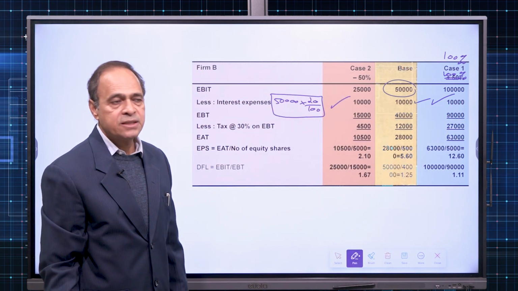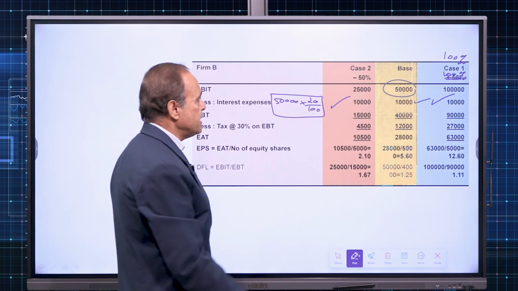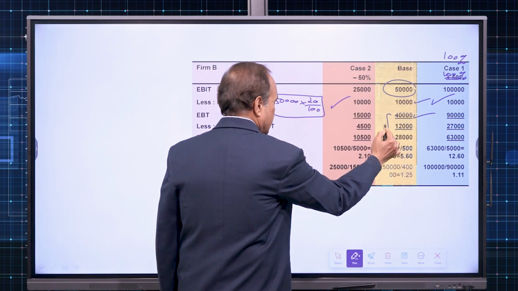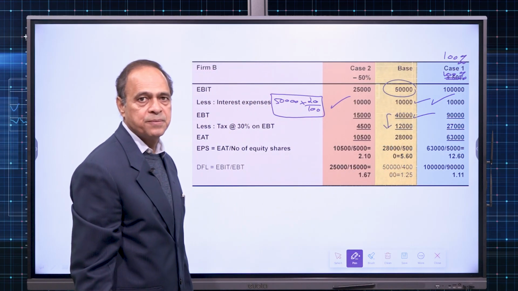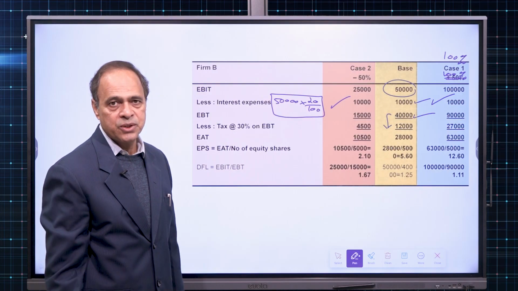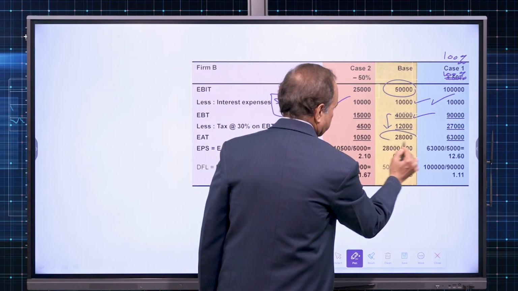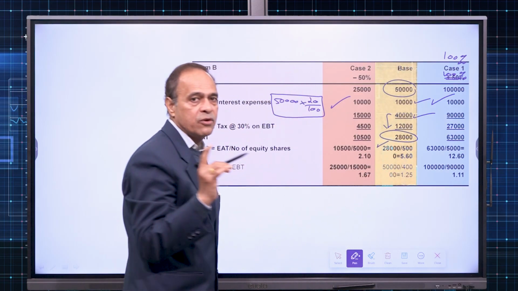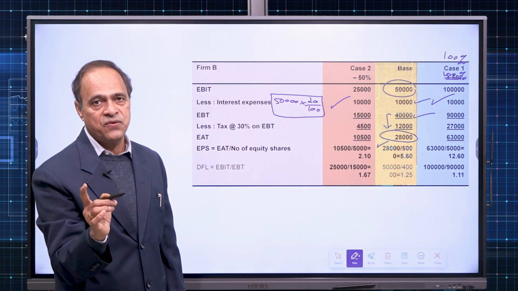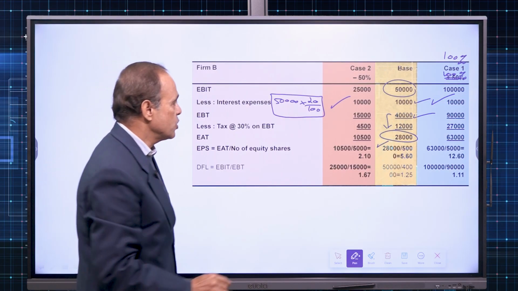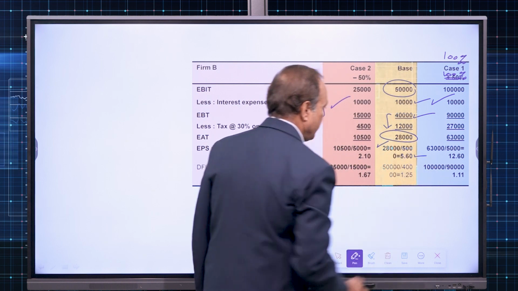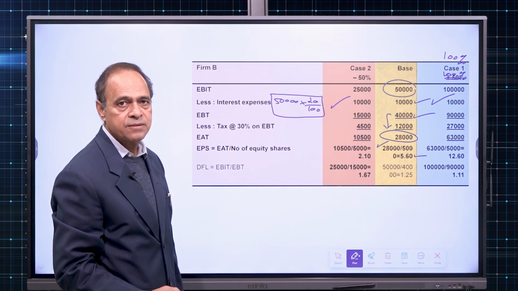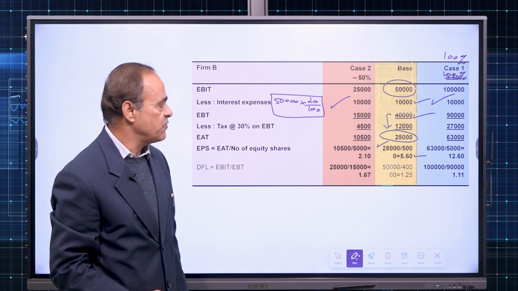So EBIT minus interest, we get EBT. Under the base case, my EBT is 40,000. On this 40,000, I pay 30% tax, so 12,000. How much is left out for equity owners? 28,000. This time the number of shares has reduced, they have become half, 5,000 shares. So EPS is 5.6. You can verify the calculation, 28,000 divided by 5,000, 5.6. So at the base level, EPS is 5.6.